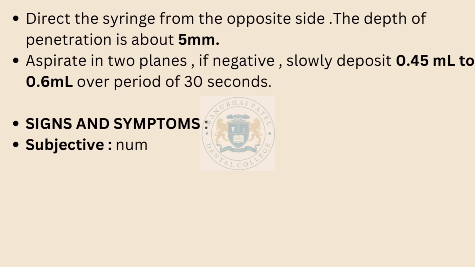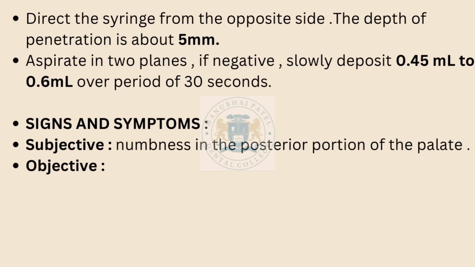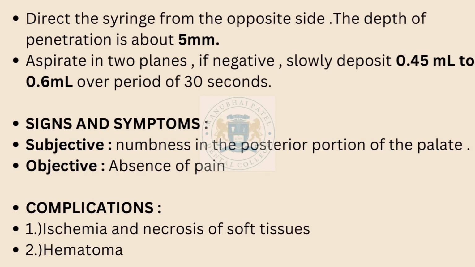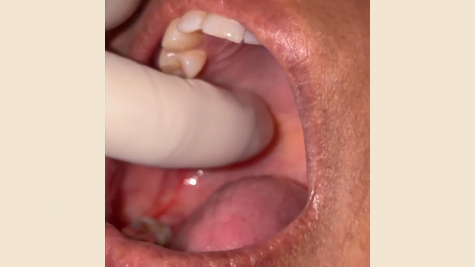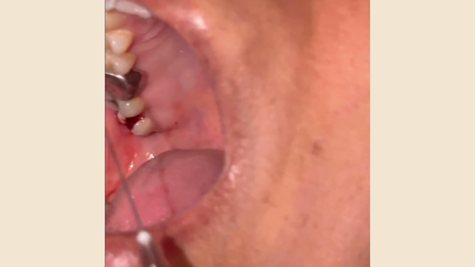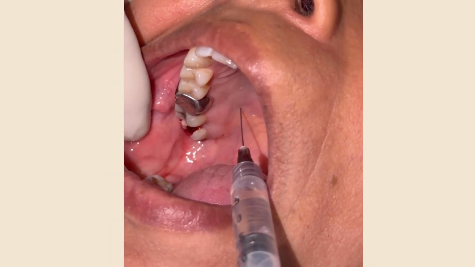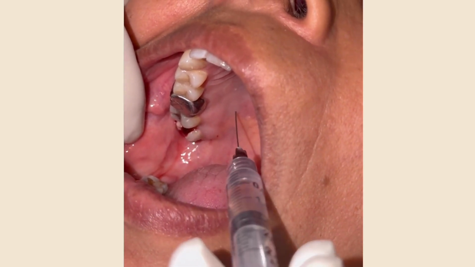Signs and symptoms: subjective, numbness in the posterior portion of the palate. Objective, absence of pain. Complications: number 1, ischemia and necrosis of soft tissues. Number 2, hematoma. The demonstration shows that the operator first located the greater palatine foramen, usually near the second molar, and then directed the syringe from the opposite side and injected the anesthesia.